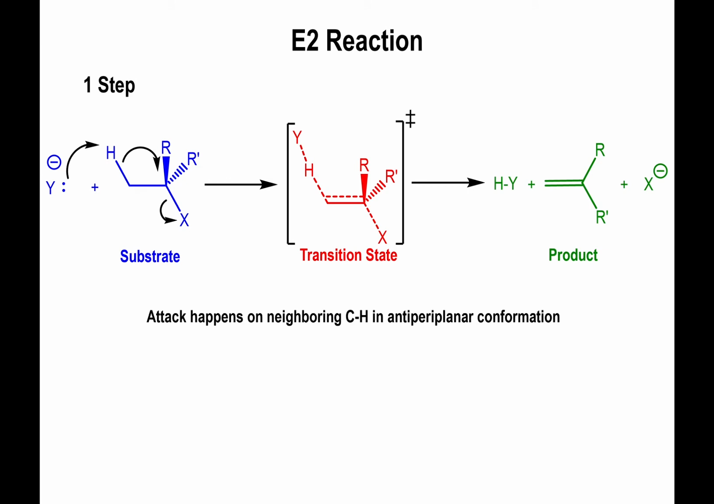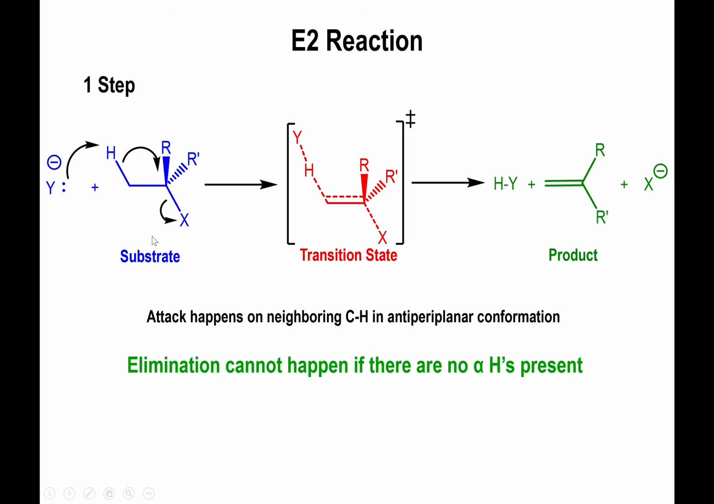So the attack, now this is very important, the attack for an elimination has to happen on the neighboring carbon, also known as the alpha carbon of the molecule. Well, actually, this is the alpha carbon, this is the beta carbon, so let's get that straight. So you attack on the beta carbon, specifically the hydrogen. If this beta carbon does not bear any hydrogens, you cannot do eliminations. So you must have at least one hydrogen on the beta position with respect to the leaving group in order to undergo an elimination.